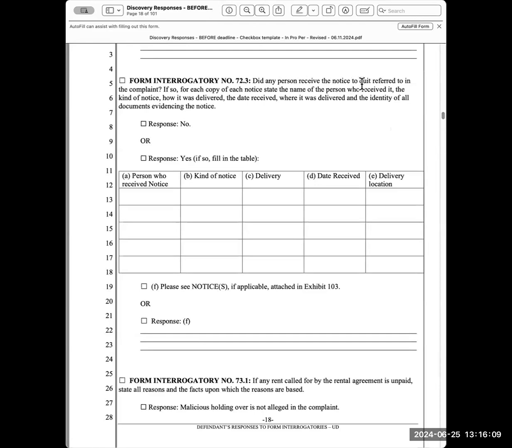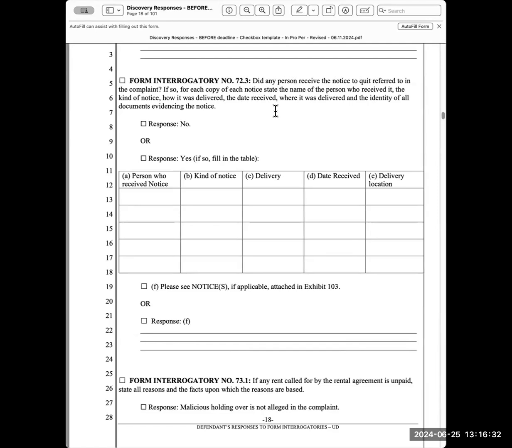Did any person receive the notice to quit referred to in the complaint? That means you should be looking at the notice attached to the complaint. If there is no notice attached to the complaint, then you're going to have to explain that, but you'd say no because there's no notice in the complaint. It's very often Exhibit Number 2.